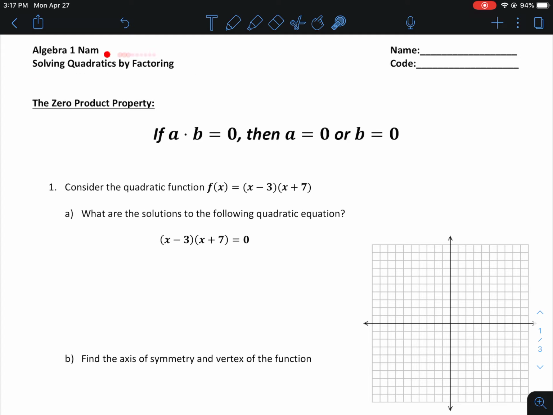Today we're going to talk about solving quadratics by factoring. We spent a large chunk of last unit going over how to factor polynomials. So now we're just going to use those skills to then solve quadratics, okay?